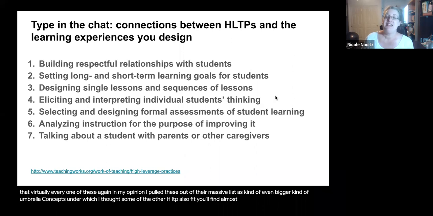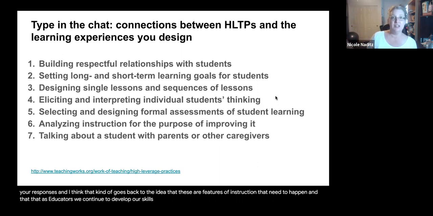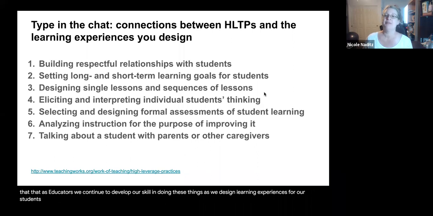You'll find almost everyone in this list is actually in your responses. And I think that goes back to the idea that these are features of instruction that need to happen, and that as educators, we continue to develop our skill in doing these things as we design learning experiences for our students. But I definitely do see a strong pattern towards, in particular, number one, building successful relationships with students. Like I said, I'm finding it interesting to scroll through.